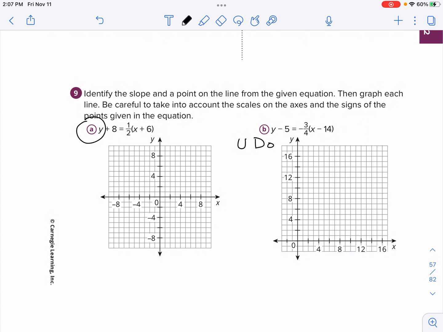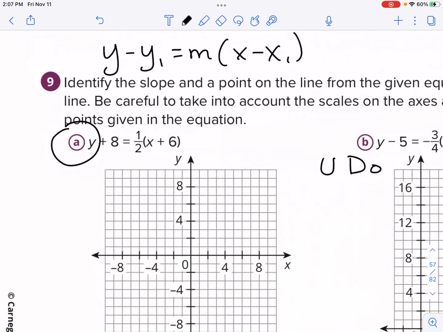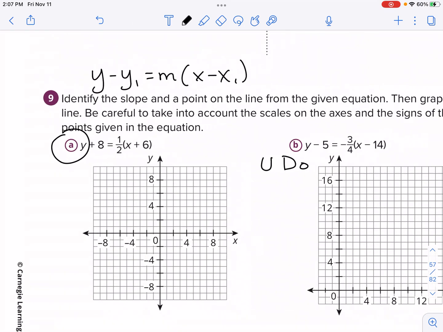Then graph each line. Be careful to take into account the scales on the axis, right? Are they going by ones? And the signs of the points given in the equation. Okay, so it might be helpful to rewrite this again, or you could just look at what you've already written in the previous page, but at least for my purposes, I'm just going to keep it here, okay? So we've got to figure out, we can find a couple of things here, right? We can find our slope.